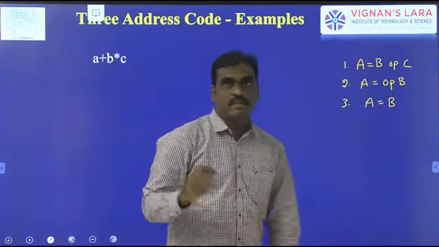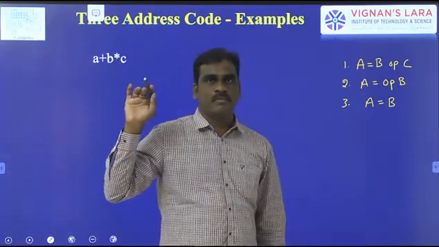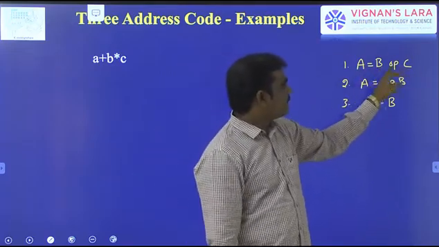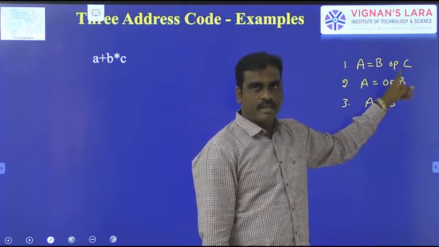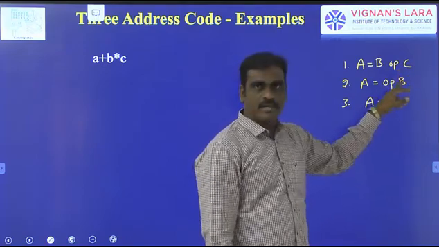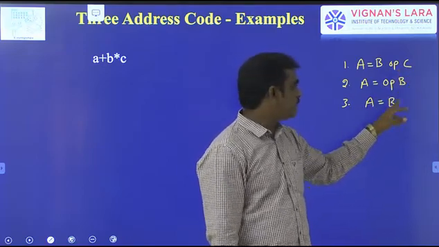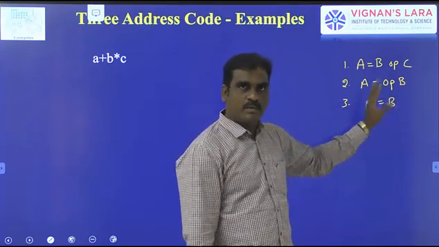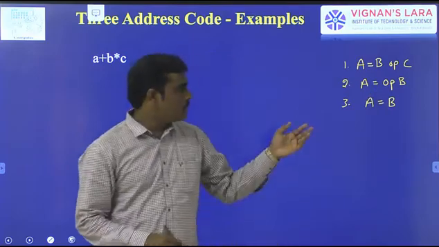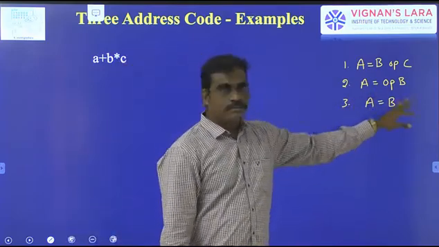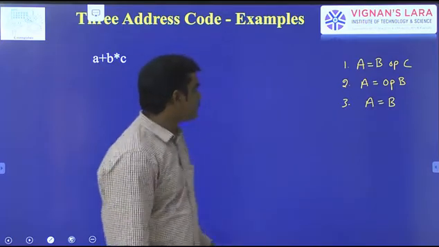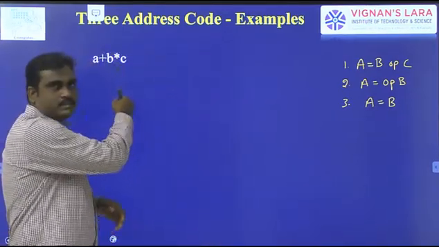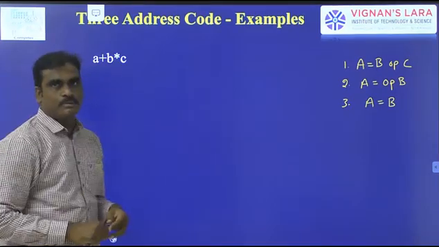Now this expression is converted into three address code form. On the right hand side of the equal to, we have a maximum of two operands or a single operand, and a single operator, and here this is an assignment operator. So on both the left hand side and the right hand side, there is only one symbol, only one operand. Now, let us convert the given expression into three address code form.